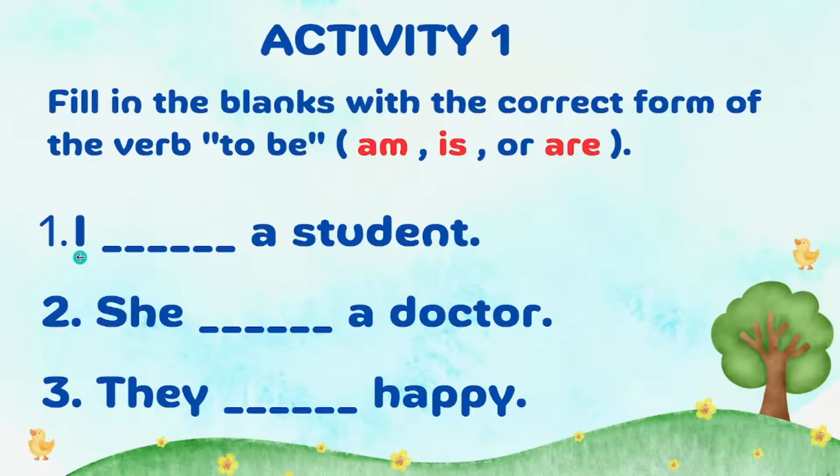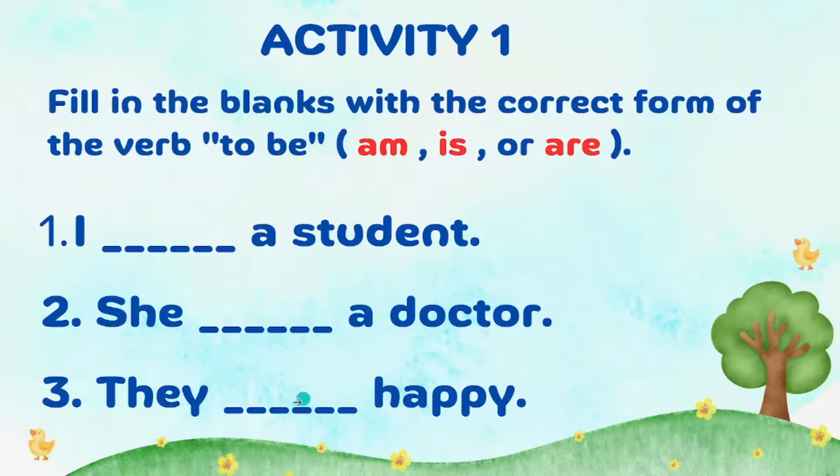Now, for she, what did I say earlier? For he, she, and it, what are we going to use here? It's is. She blank a doctor. So what is the correct answer here? It's is. So, she is a doctor.